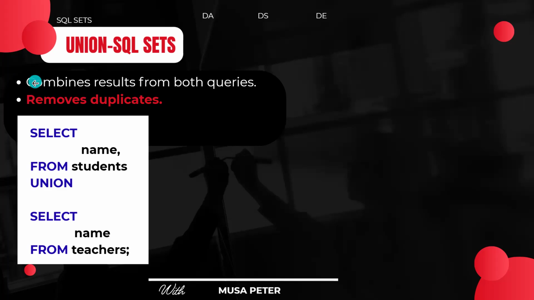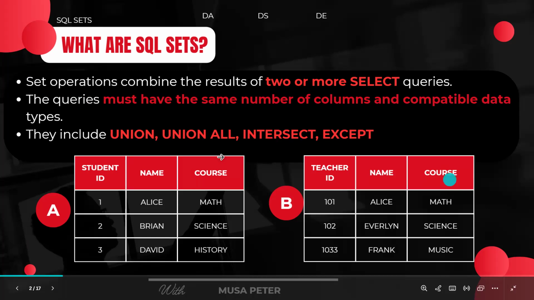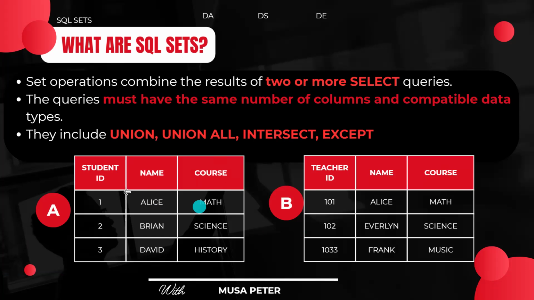Let me take you back to our previous slide. If you have these two tables and you want to unite the values from the two tables, the output will only contain one value for Alice, because you can see we have two values for Alice, appearing in both tables. So the output will only contain one value for Alice, and the other one will be disregarded.